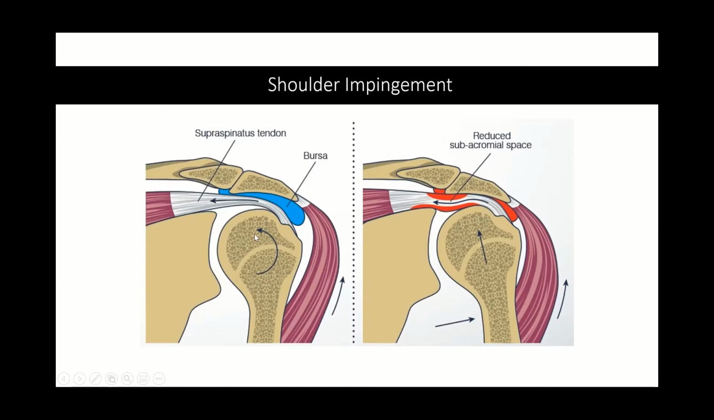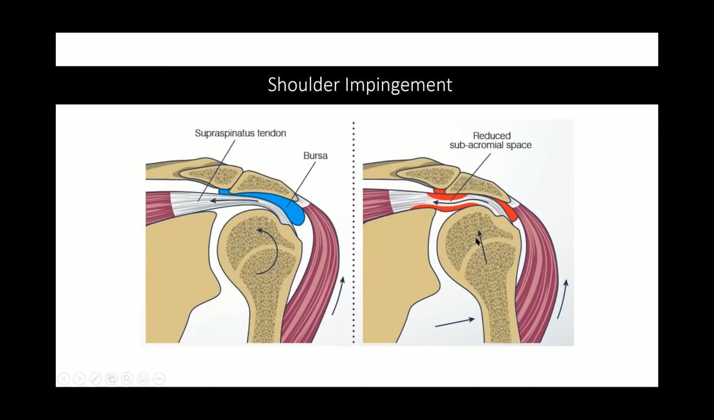In the normal shoulder here, we have the humerus, which is the bone in the arm, and the shoulder blade, as well as the AC joint, which is one of the joints on top of the shoulder. If we look at the space where impingement is, then we see that this space where this muscle and tendon go through has been reduced.